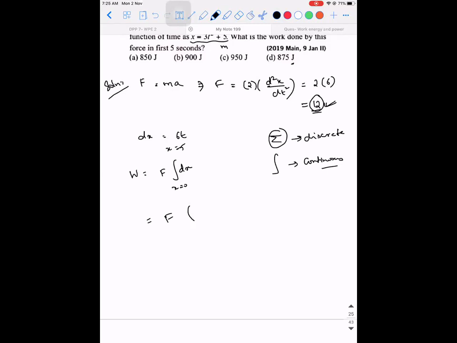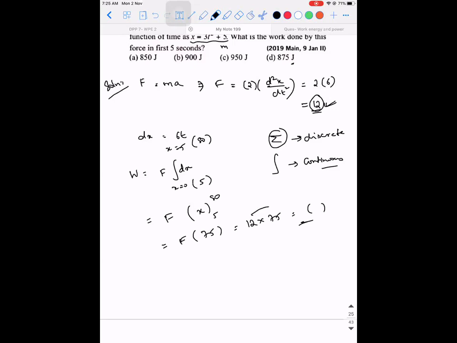What is the displacement of the object at 5 seconds? 3 into 25, 75 plus 5, it is 80. At x is equal to 0, it is 5. So x is between 5 to 80. So F into 75. So F is 12. 12 into 75, whatever is the answer.